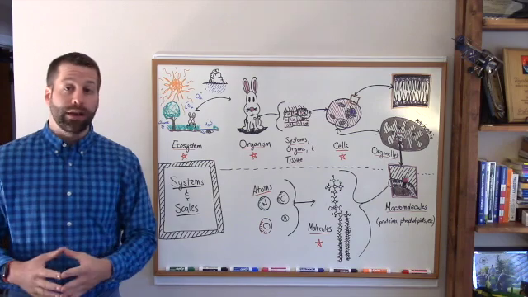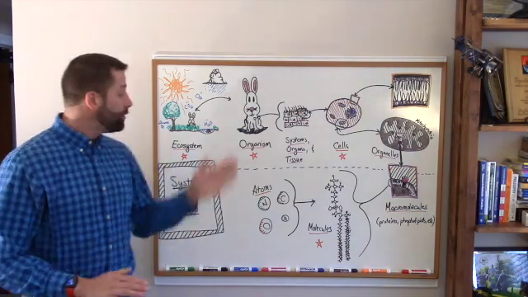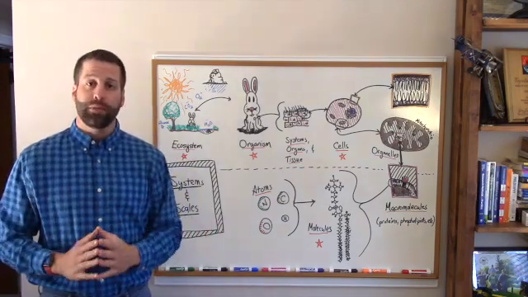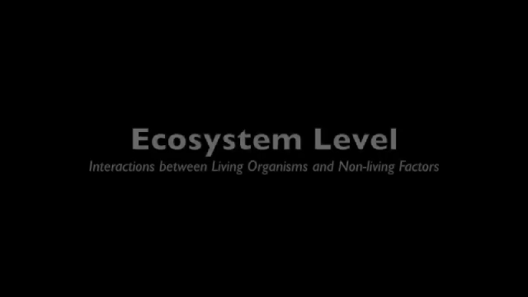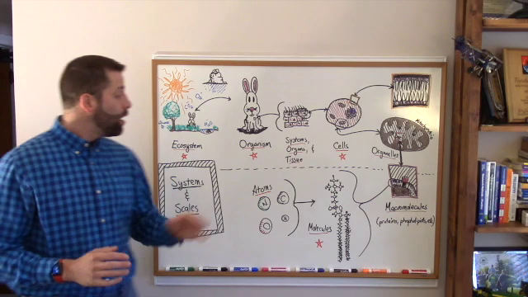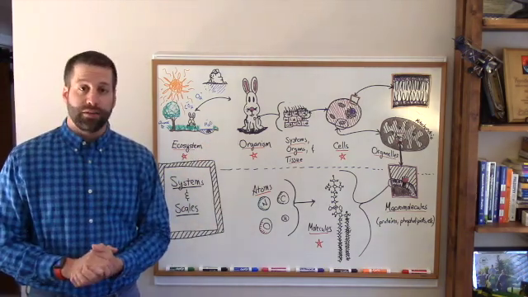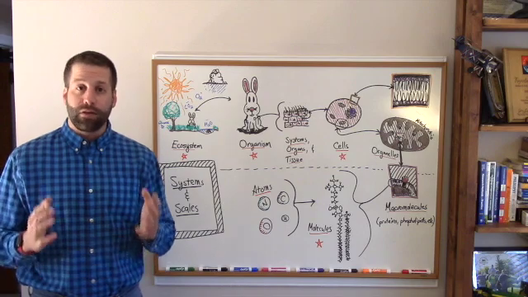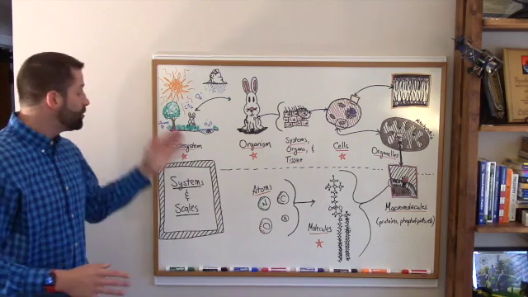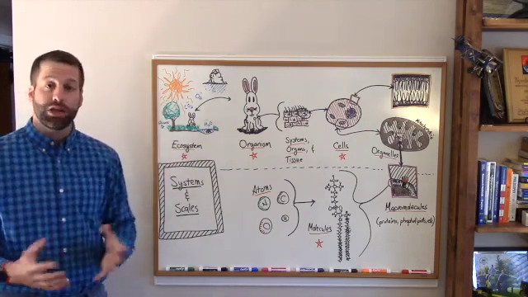Systems comprise organisms. Organisms are just individual living things. So this rabbit, a plant, a mushroom, and a bacterial cell are all examples of organisms. Organisms, along with non-living things in an area, comprise an ecosystem. An ecosystem is just the interactions between living things and non-living components of an environment, such as plants, a rabbit, as well as sunlight, carbon dioxide, oxygen, and water.